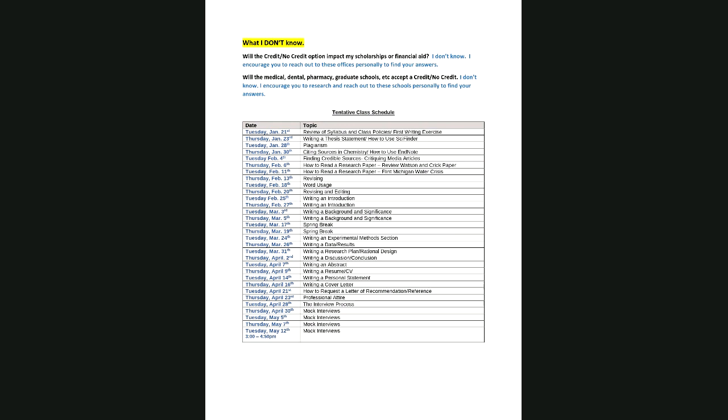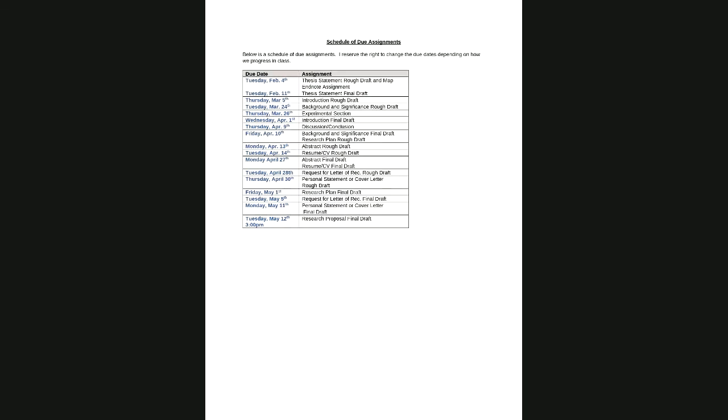Also keep in mind the due assignments. Thursday, you have your personal statement or cover letter rough draft due. You should have already submitted your request for the letter of recommendation rough draft, which is due today. Then Friday is the final draft of your research plan. I think I met with most of you. If you haven't met with me about the research plan, please reach out. I did reach out to some of you by email if we haven't met. But that final draft is due on the 1st.